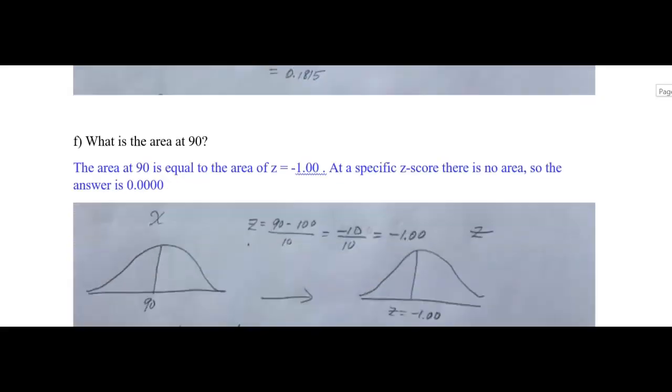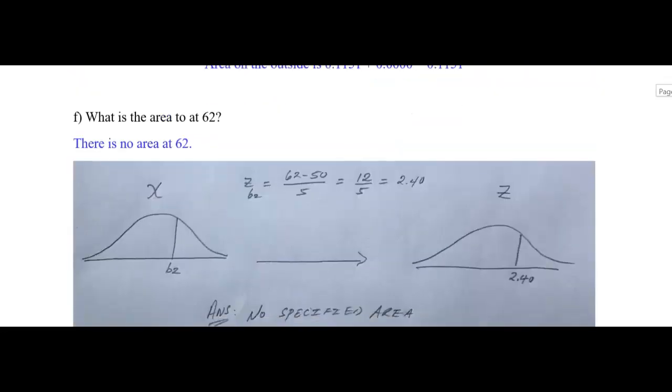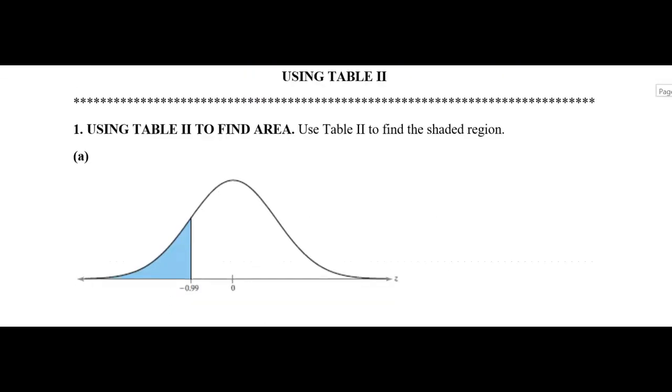And I think we're finished with lesson 11. Now lesson 12 is the same, more practice of what we've been doing. So lesson 12, finding the area. So what's the area? Go ahead, guys. Pause the video and find it. What's the area to the left of negative 0.99? The area to the left of negative 0.99.